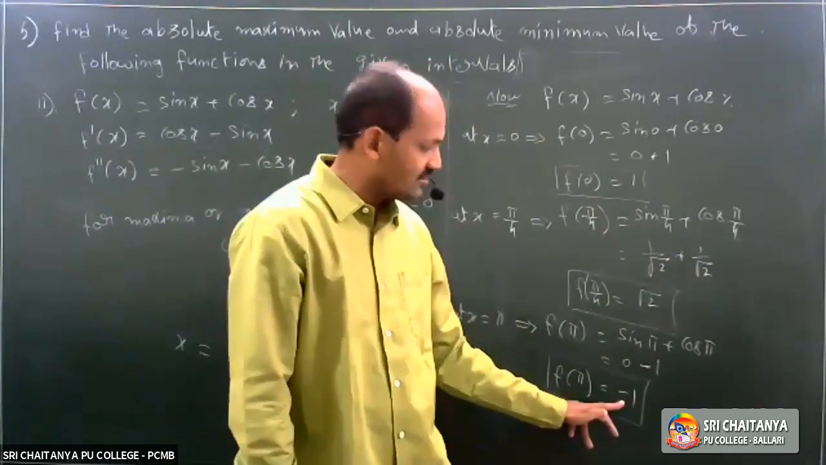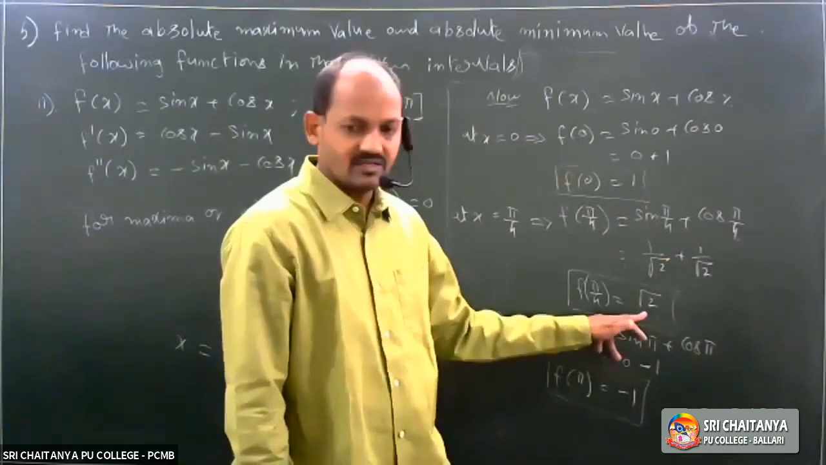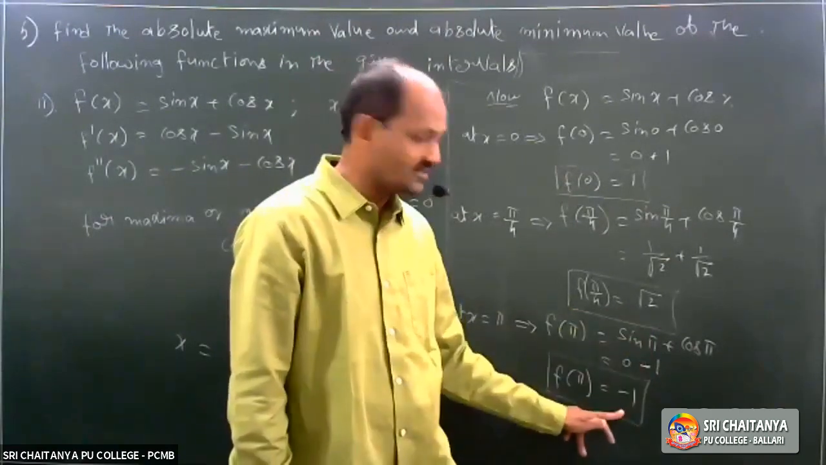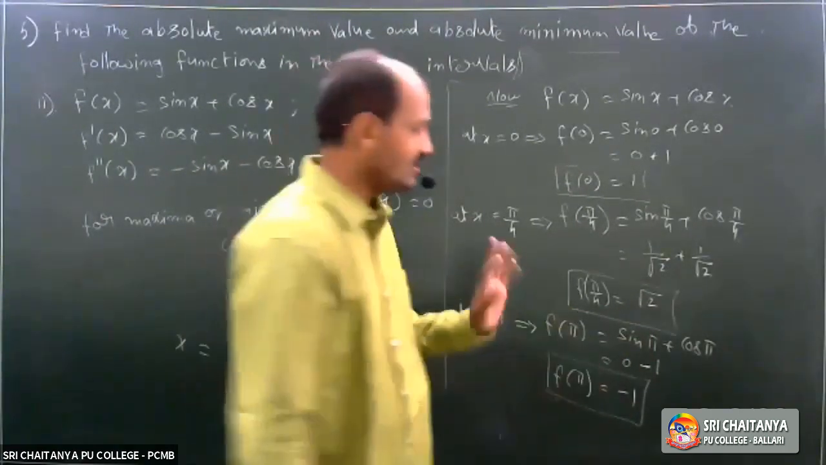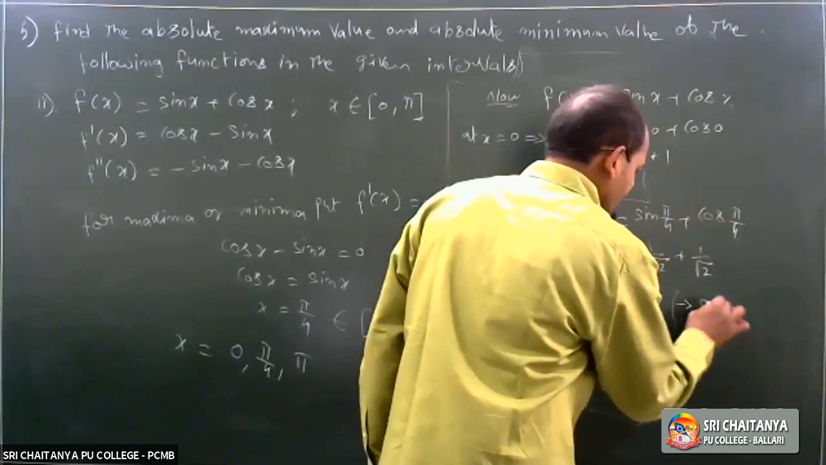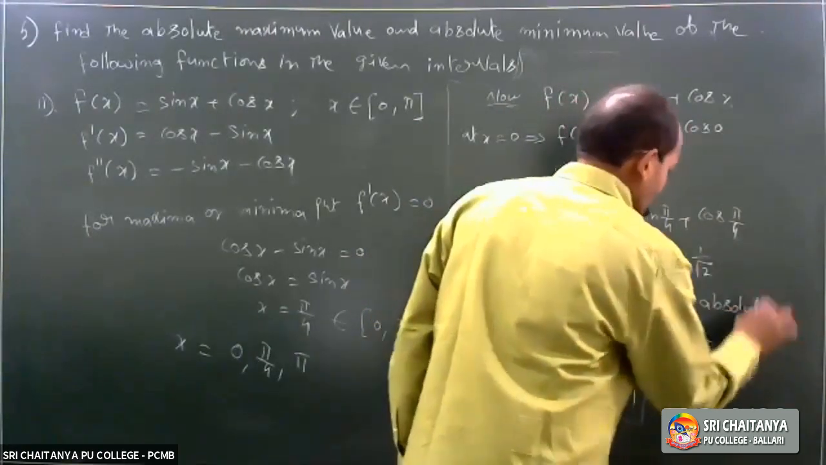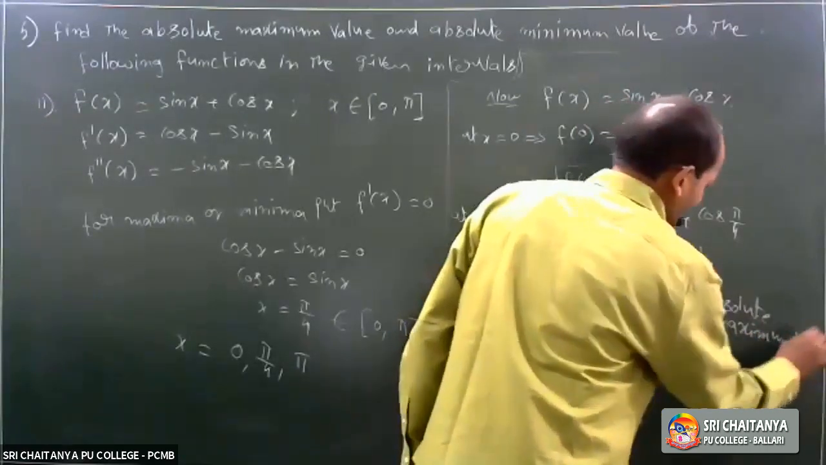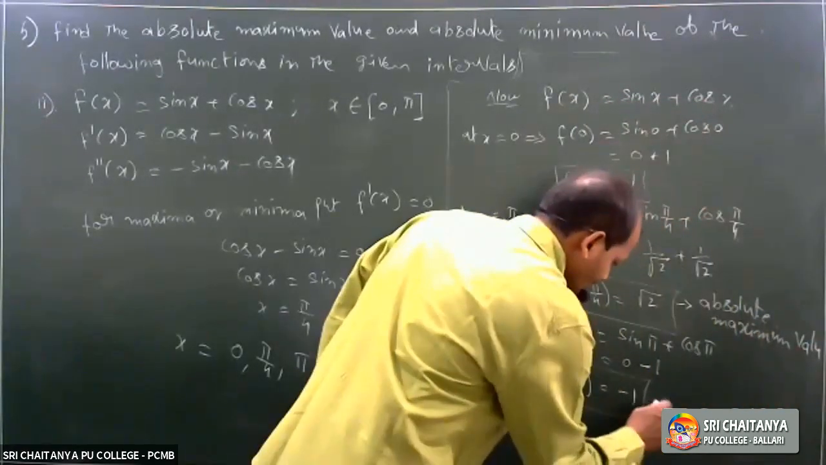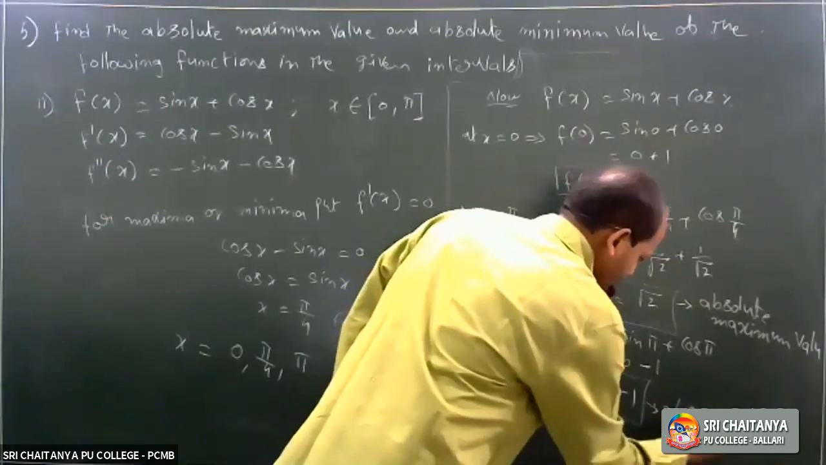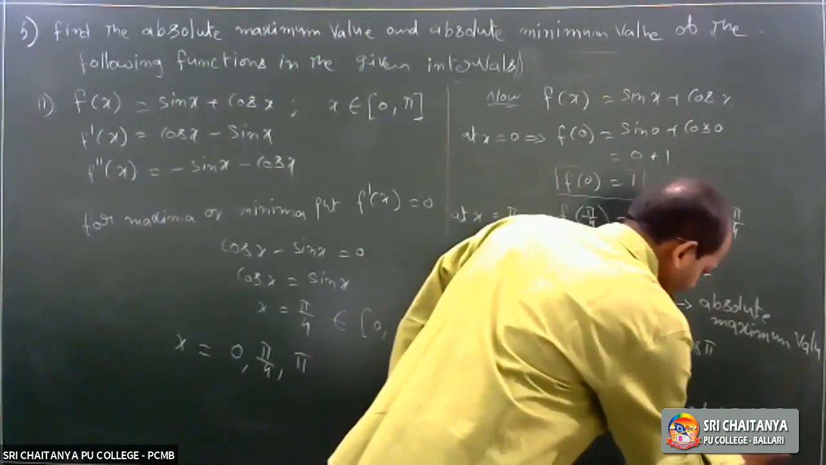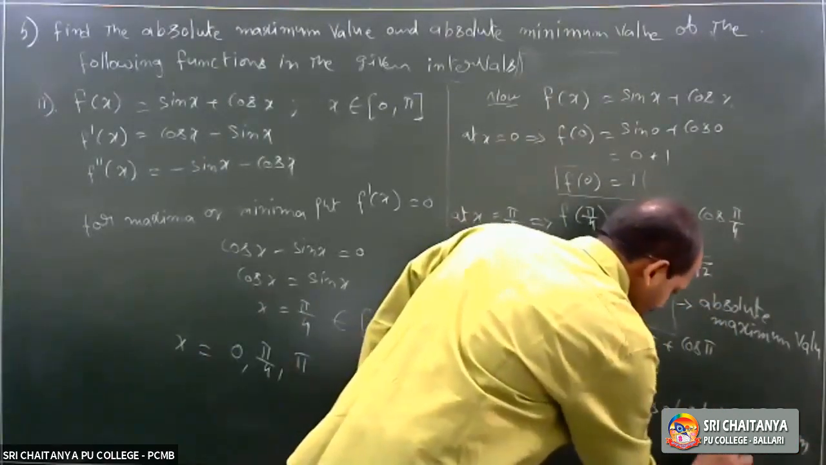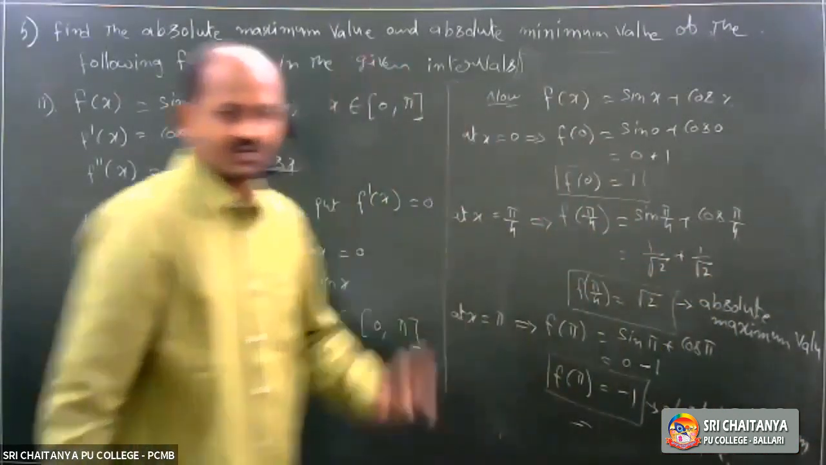It is the least value, no? It is 1 point, no? It is maximum. It is absolute maximum value. It is absolute minimum value. It is absolute maximum, maximum value. It is absolute minimum value. Okay? Write down.